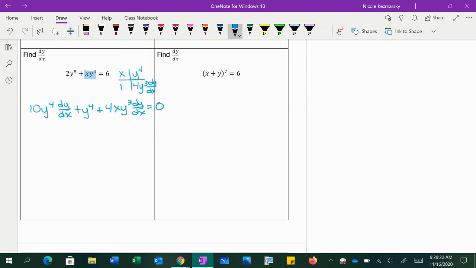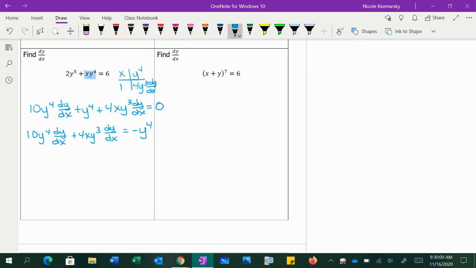So now in this example, if we're trying to isolate dy/dx, we run into a little bit of a snag because we have two terms that have dy/dx. So let's take those two terms and write them together. 10y to the fourth dy/dx, and then plus 4xy cubed dy/dx. And I'm going to move that y to the fourth to the other side by subtracting. So subtract y to the fourth.